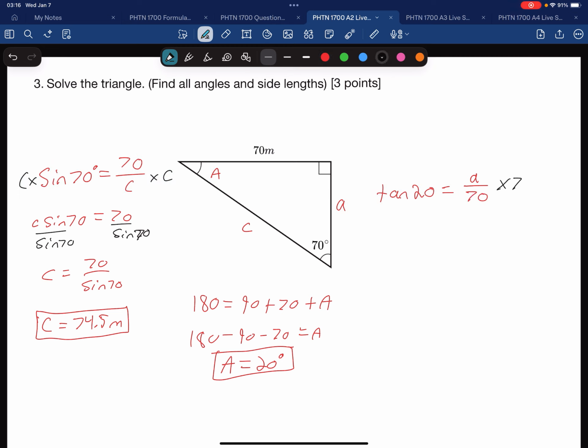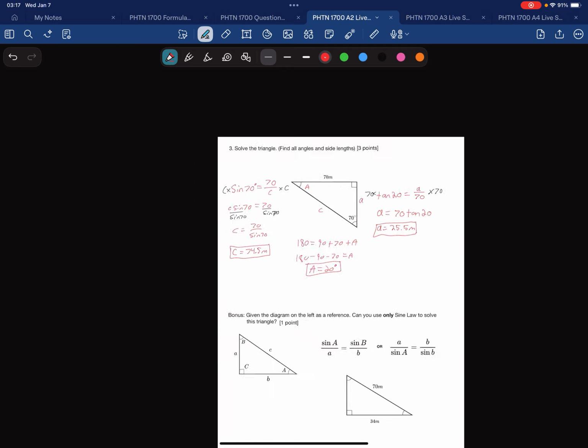So I will multiply both sides by 70. This will give me, and I'm going to rearrange this and write A on the left, A equals 70 tan 20. And that gives me 25.5. And of course, our units are meters. So that was the full assignment.